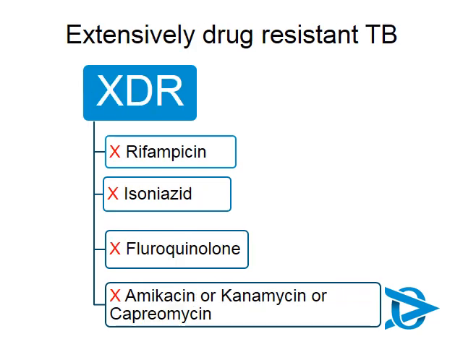Extensive drug-resistant TB, or XDR-TB, obviously now means that all the classes are affected. So you've lost your rifampicin, you've lost your isoniazid, you've lost one of your fluoroquinolones, and you've lost one of your injectables.